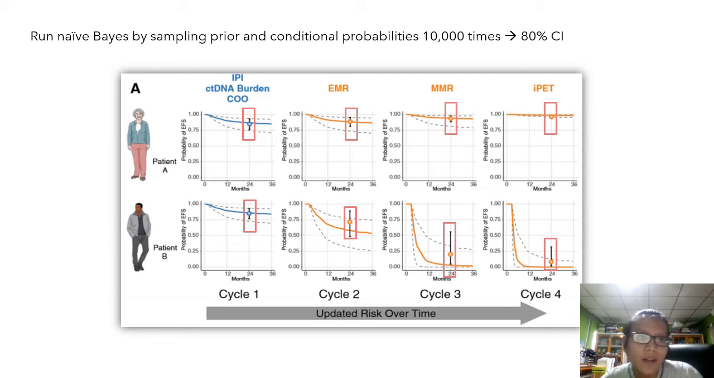Okay, after we run naive Bayes by sampling the power and conditional probabilities 10,000 times, we can calculate the 80% confidence interval. You will see in the graph that there is a point, which is the estimate or expected value, and a whisker, which is the confidence interval.